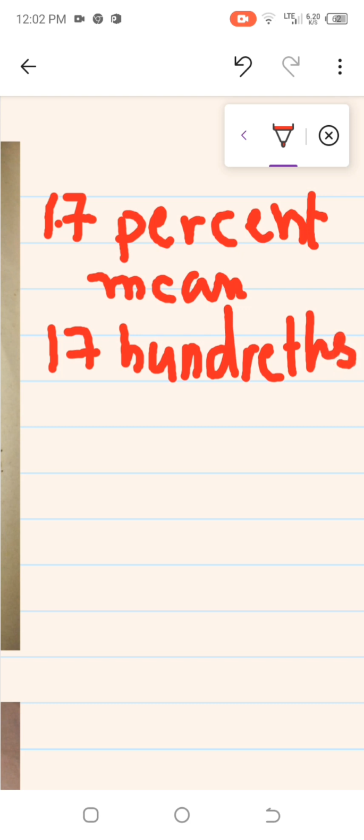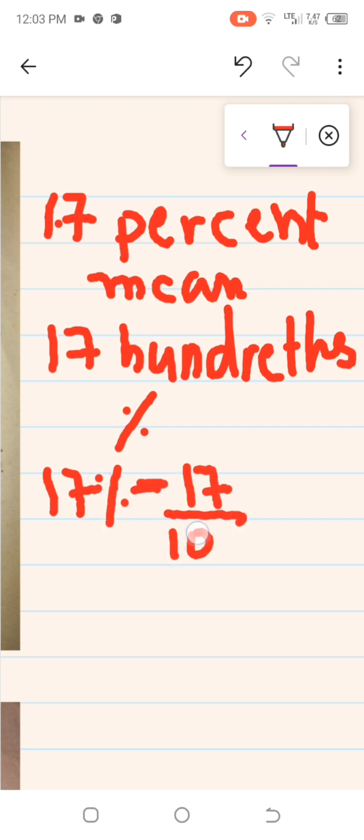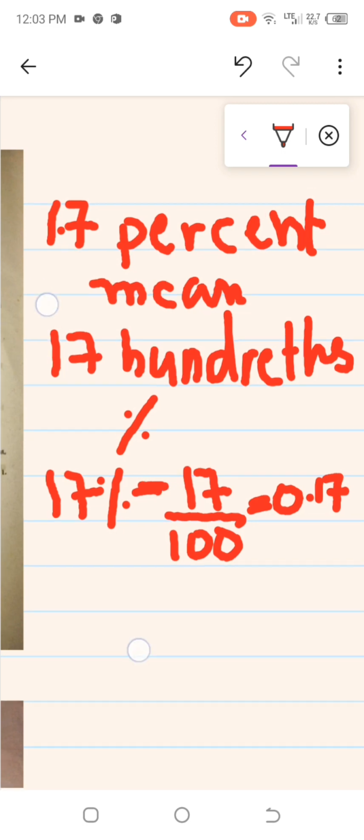As I told you, the symbol which we use for percentage is this one. So we will express 17% as 17 divided by 100, and you will get your answer, that will be 0.17. I hope it is clear how we can convert percentage values into decimals, because the word percent means 100 and we use this basic method.